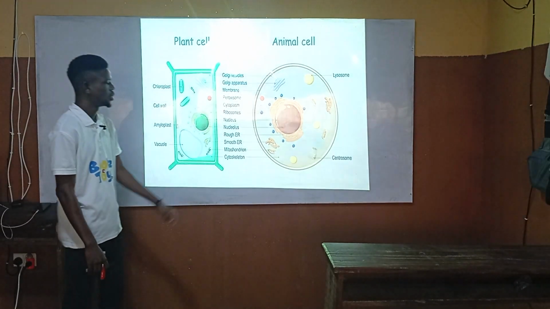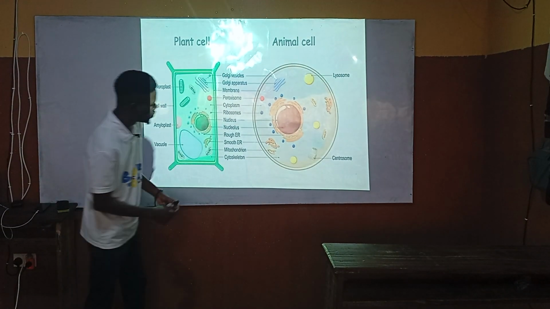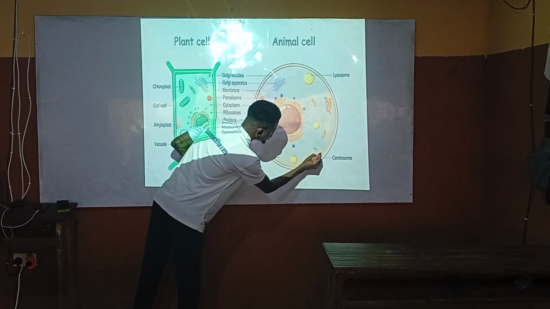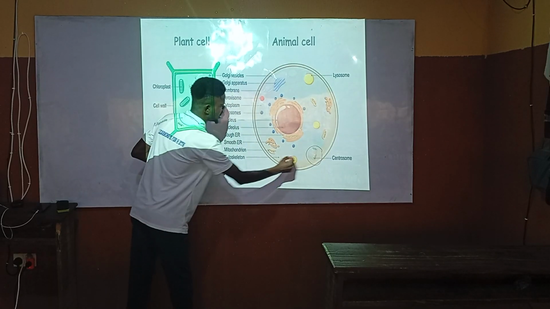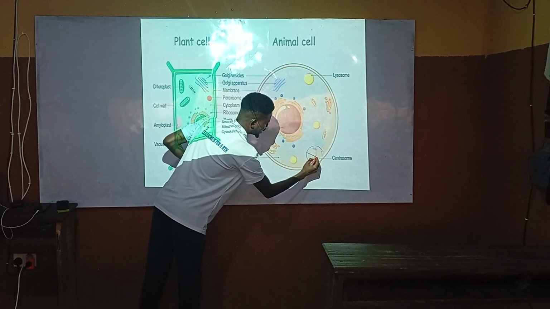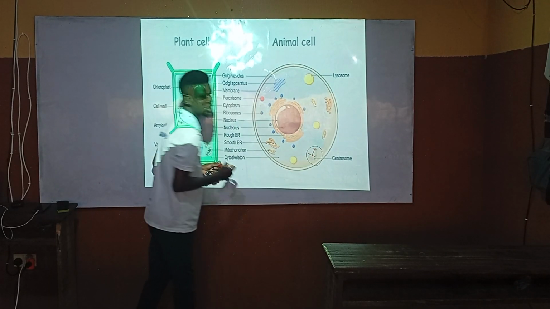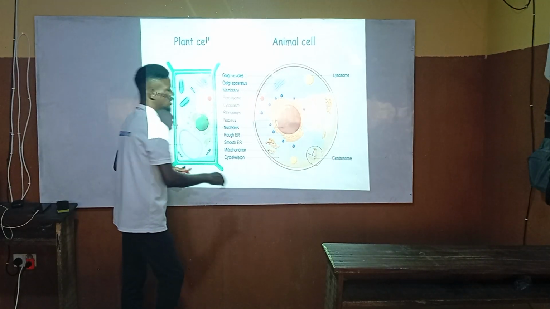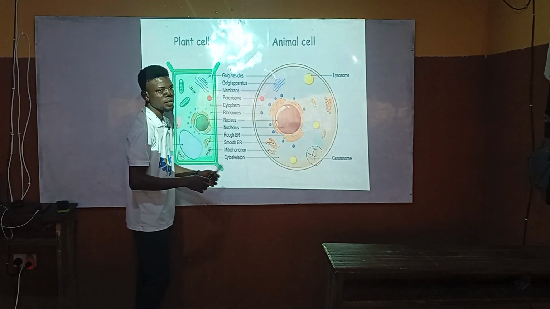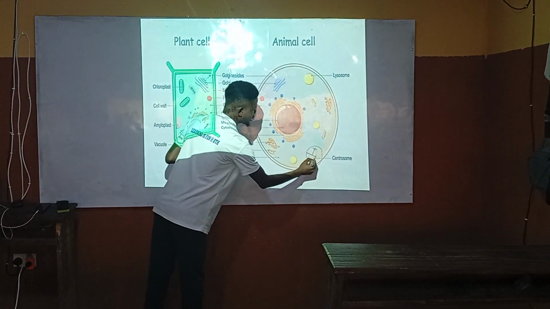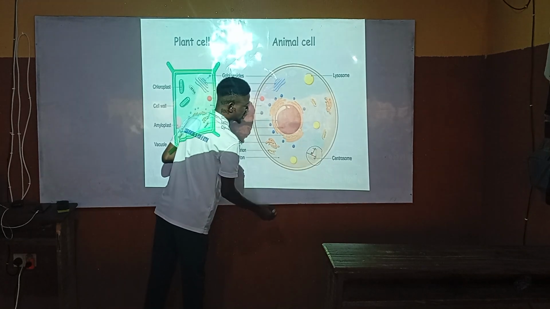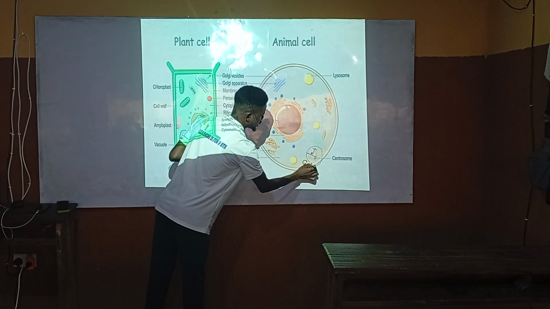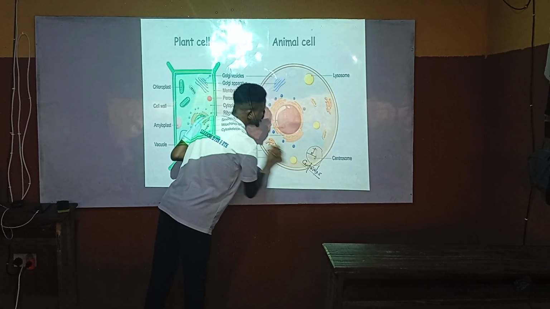Then centrosome, I love this diagram so much. This whole thing here is called centrosome. You can see the way it is. There is one like this, there's another one like this, all together. So the whole thing is called centrosome. Centrosome is made up of two parts that are at right angles to each other. Those two parts are called the centrioles.